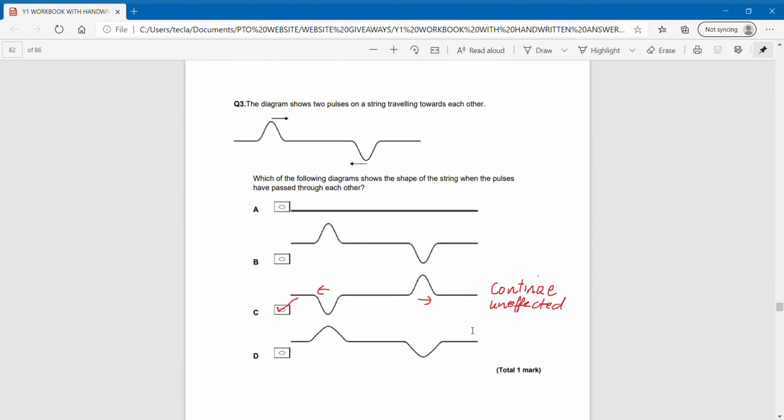Question 3. There's also multiple choice. The diagram shows two pulses on a string travelling towards each other. Which of the following diagrams shows the shape of the string when the wave pulses have passed through each other?